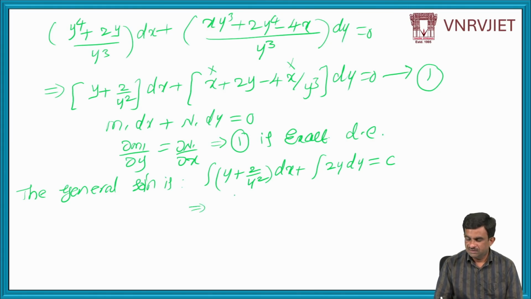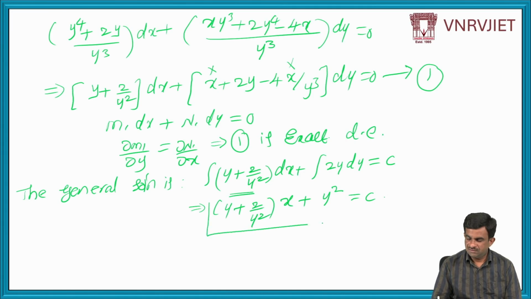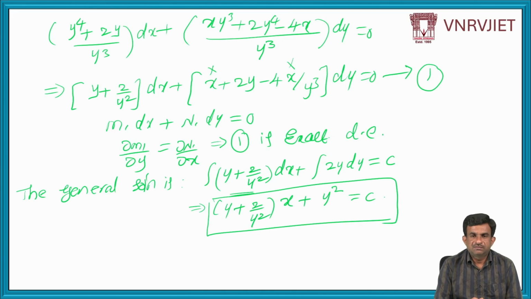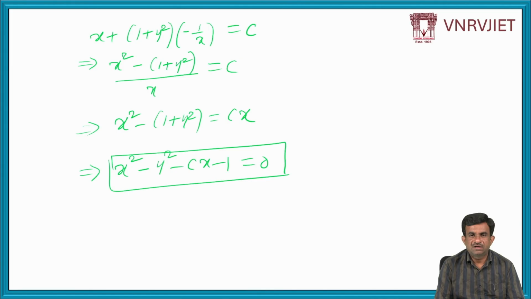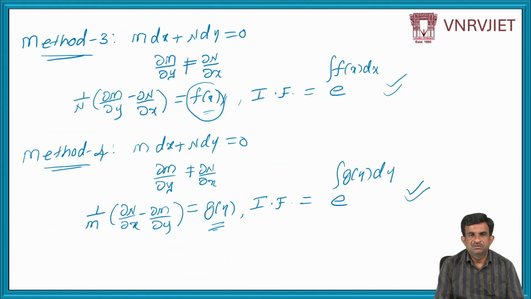So that implies, completely this is constant. We will treat in the first integral (y plus 2) by y square into integration of 1 into dx is x, plus integration of 2y dy is y square, is equal to c. So this is the required solution of the given non-exact differential equation using method 4. This way, by applying method 4, we can find out the solution of the non-exact differential equation. So this is about finding the solutions of the non-exact differential equations using method 3 and method 4.